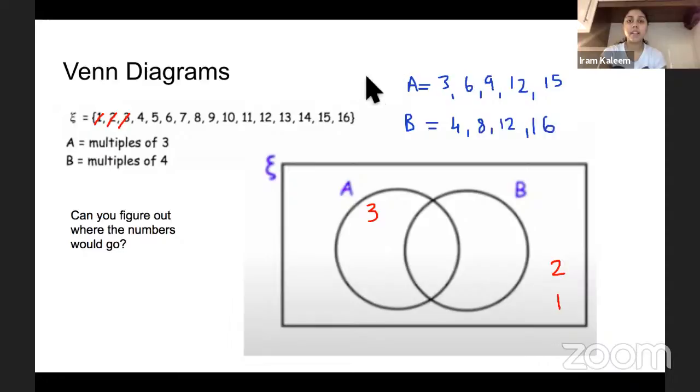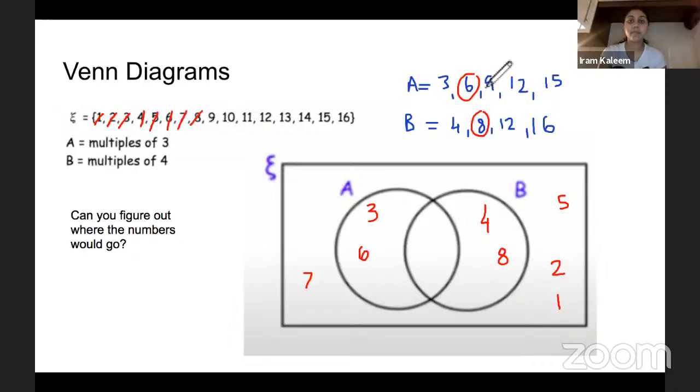So now let's go back and fill in this Venn diagram. So next we've got 4. So 4 obviously belongs in group B because it's a multiple of 4. Okay, next we've got 5. Now 5 is neither a multiple of 3 or 4, so it goes outside. 6 is, look, a multiple of 3, so I'm going to put that in group A. 7 is not a multiple of either, so it goes outside. 8 is a multiple of 4, so it goes in group B. Put it in there.